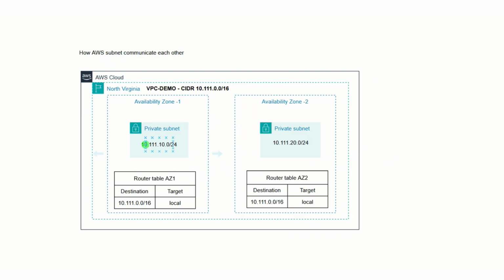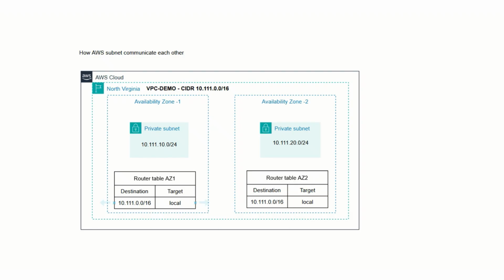So how are they getting communicated? Whenever we are creating a subnet, there will be a dedicated route table we have to create. We can create one single route table, but it's good to have a dedicated AZ route table. It is a good practice, so that if your application in AZ2 is having a problem, you can go to the AZ2 route table and check easily.